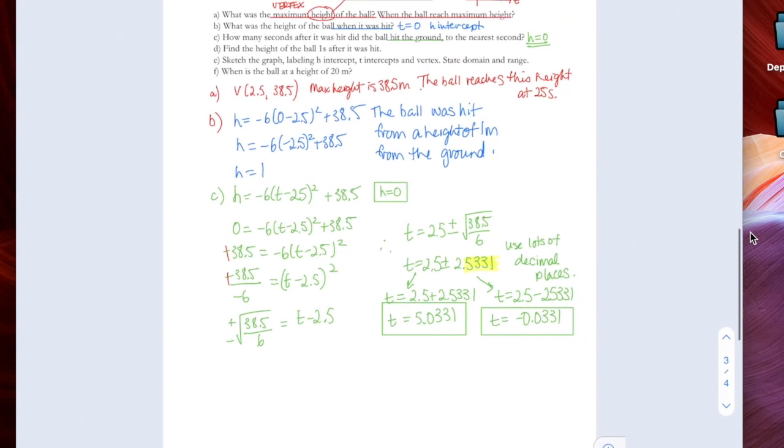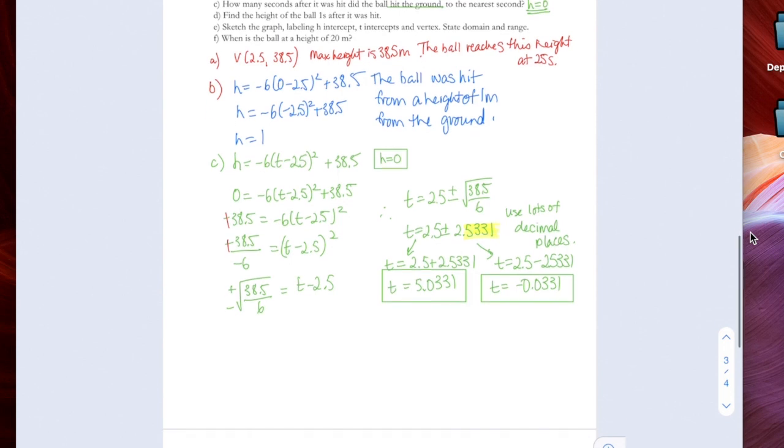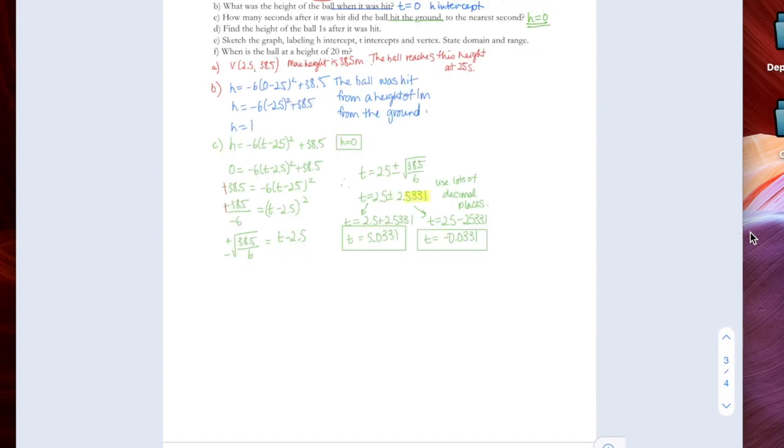Okay, so as you can see, there are actually two t-intercepts, and we're going to make sense of these when we graph it, but we have one more question to do before that. Okay, so part D is asking us, find the height of the ball 1 second after it was hit. So this is just asking what the height is when t equals 1, so we can just sub that in.